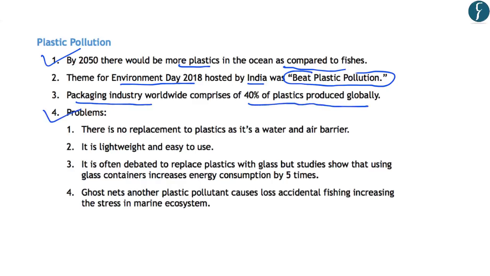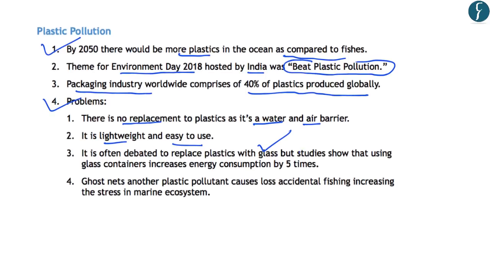Now, there are certain problems associated with the use of plastic, and this includes that there is no replacement for plastics because it acts as a barrier to water and air. So no such product has been created which protects against water and air effectively. Further, it is lightweight and easy to use, and this promotes the use of plastic in daily life and various industrial purposes. Further, there have been debates related to replacement of plastic with glass. However, it has been found that usage of glass containers increases energy consumption by 5 times.